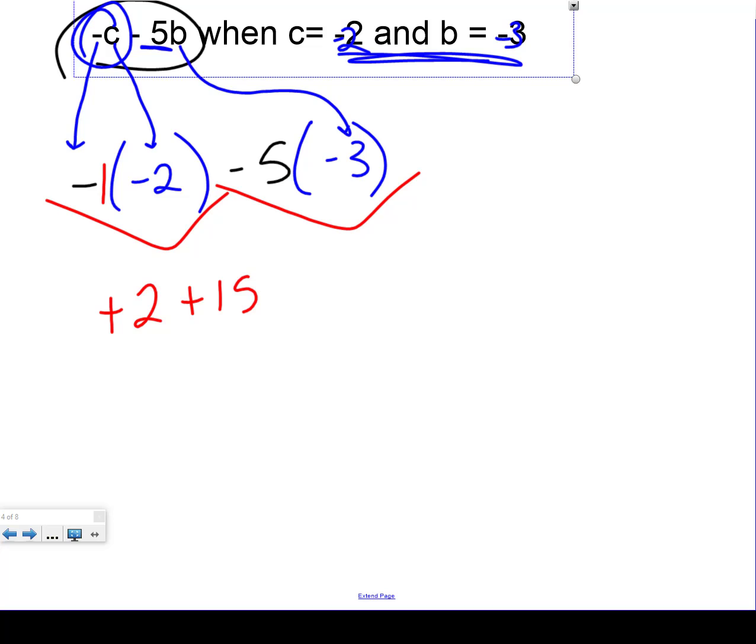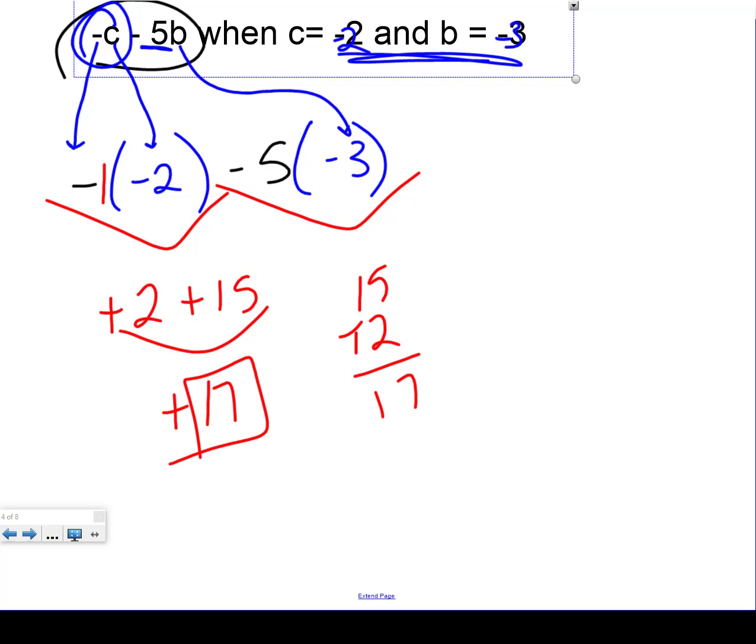I have a +2 and a +15. Signs are the same. The answer is always positive. Or I'm going to add and keep the sign, I guess, is how this one works because it's addition. And so I add and keep the sign. So 15 plus 2 is 17, and it's a +17. Final answer.